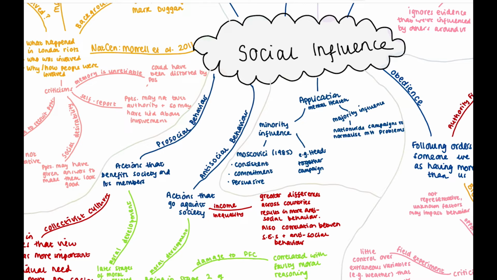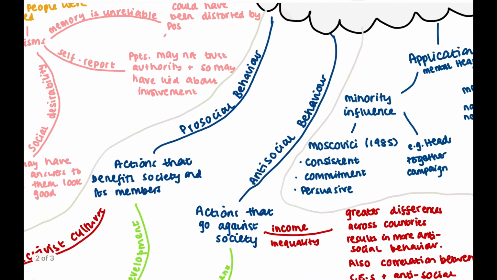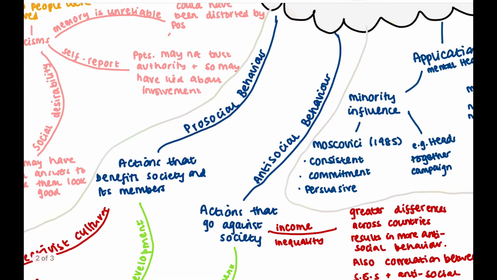The next definitions that we will look at are pro-social behaviour and anti-social behaviour. So starting off with pro-social then, as the name suggests, these are actions that benefit society and its members. Whereas anti-social is the opposite. These are actions that go against society and often are harmful. So we'll start with pro-social behaviour.